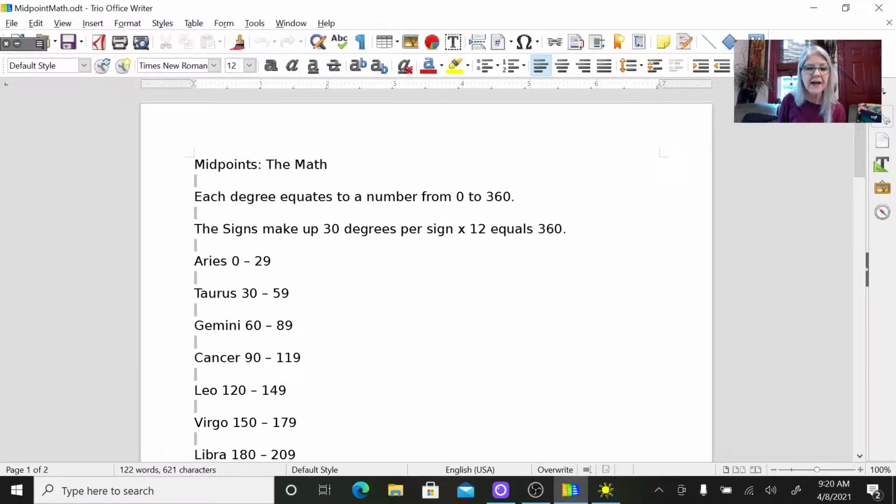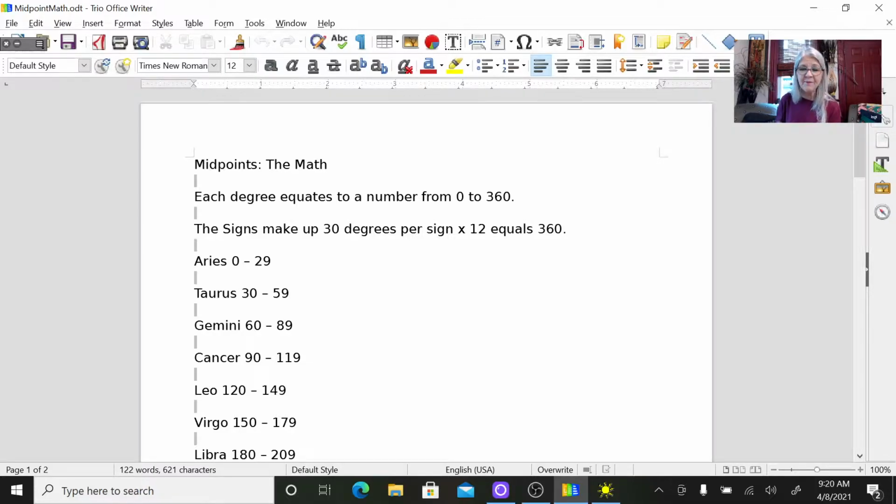And here we see that, think of the circumference of a circle, 360 degrees, but what's really cool is that astrology does it by making up 30 degrees per sign times 12, which equals 360. So it's really cool that astrology equates to the circumference of a circle. Probably not a coincidence.